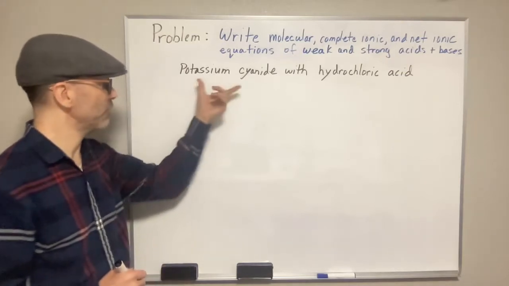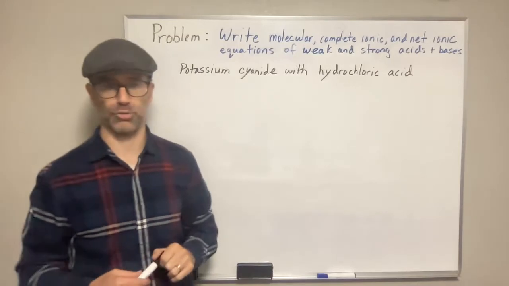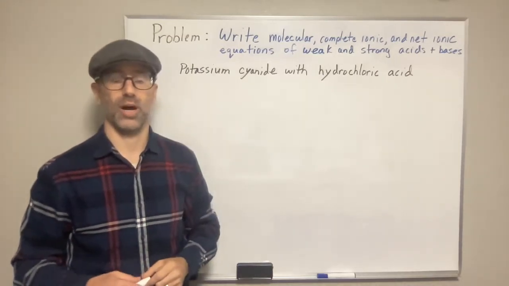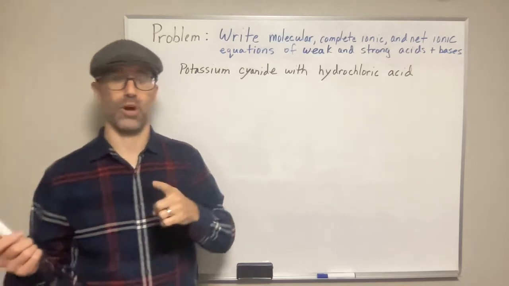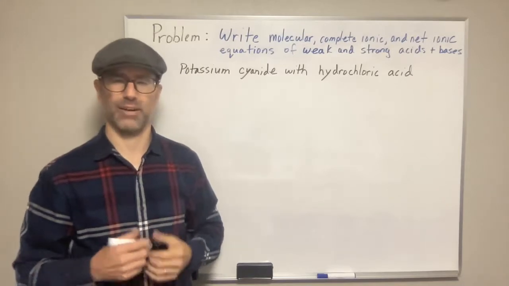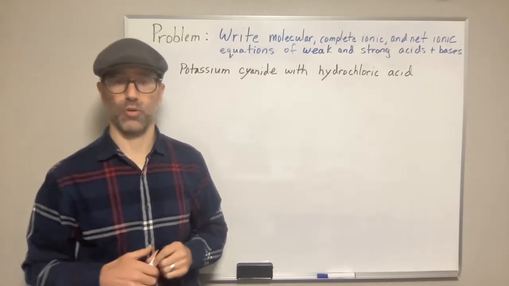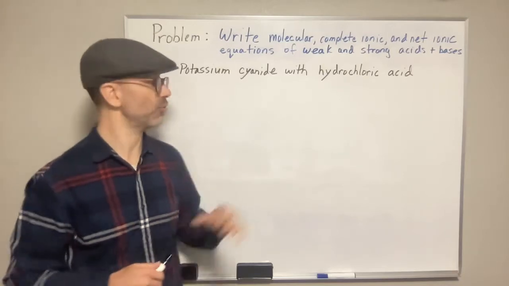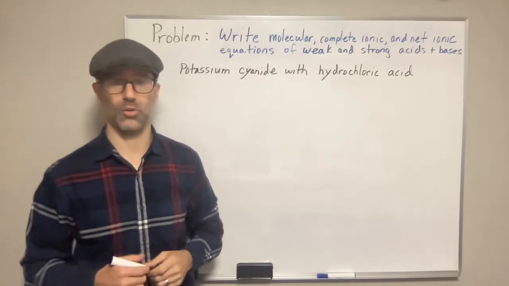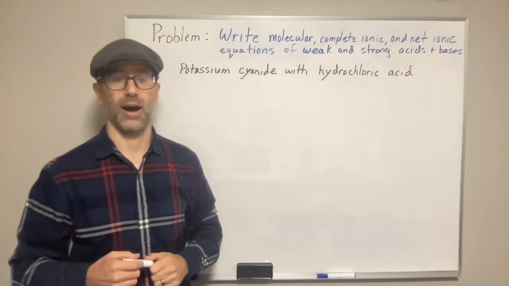As you can see, we're given the names instead of the formulas. So you're going to have to know the names of the substances, and you need to know how to go from the name to the formula. If you're rusty with that, I have a video that goes over naming ionic compounds. I also have a video that goes over how to name acids. I'll link those videos in the description.